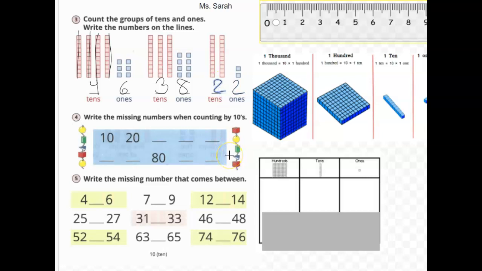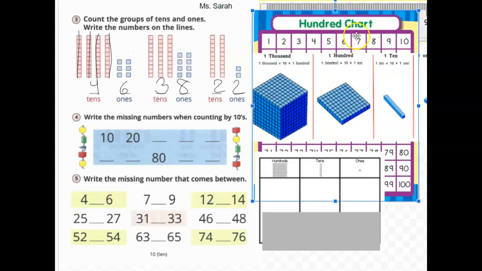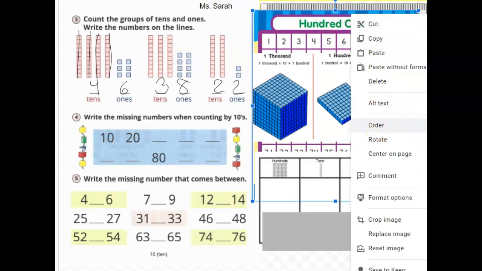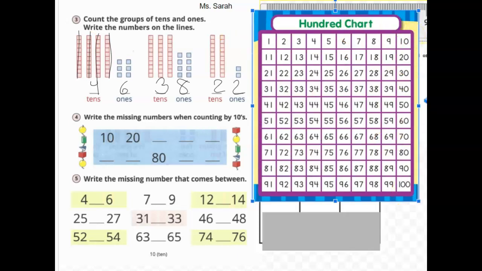Okay, you guys should be back. I'm doing those real quick for you. See if your answers match. Okay, now we're going to count by 10s, okay? And when we count by 10s, we have our chart here. Let me bring it to the front. All right, we have our chart here. When we count by 10s, we are counting down this row right here.